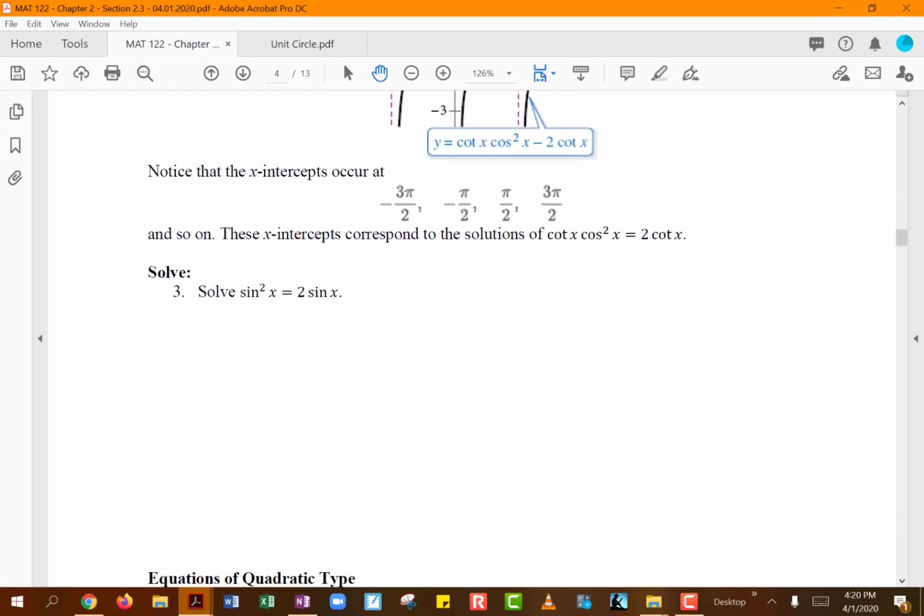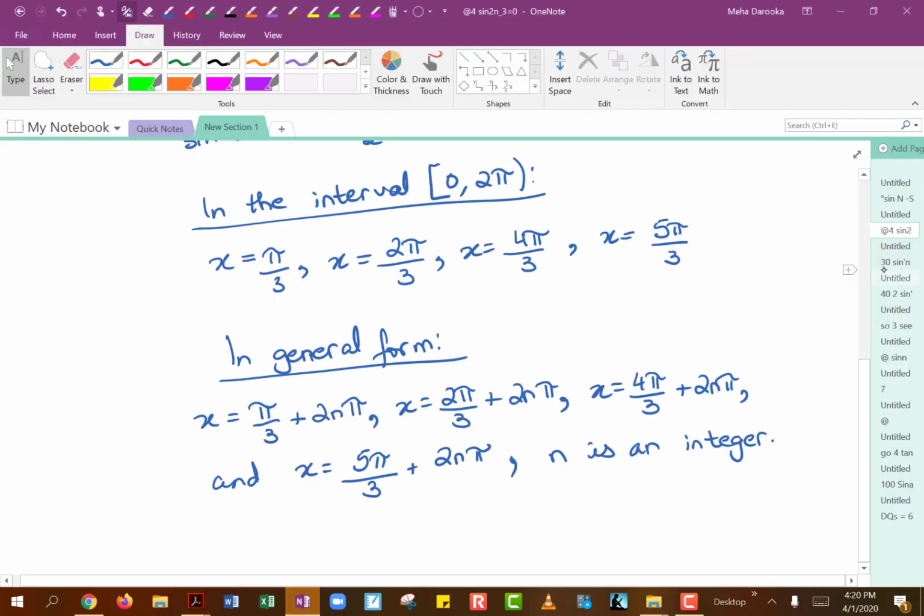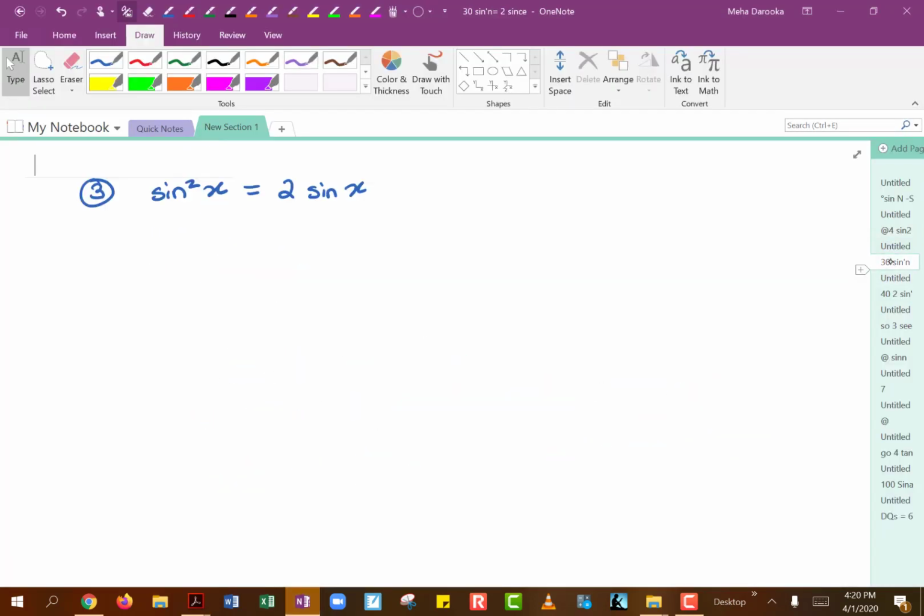Alright guys, let's look at example 3 over here. So example 3, we've got sine squared x equals 2 sine x. Of course, the first thing we're going to do is go ahead and bring that 2 sine x to the left hand side. So let's start by subtracting this guy.